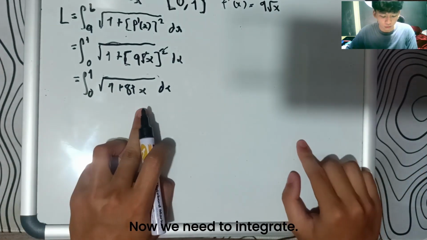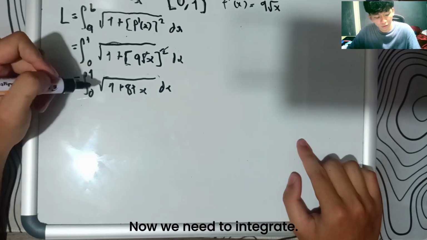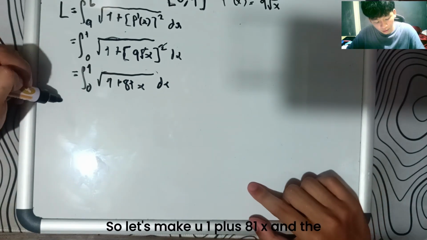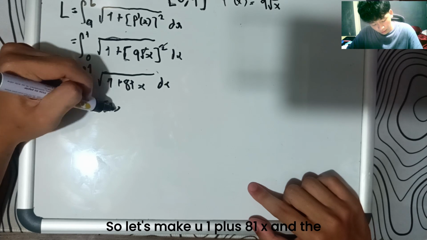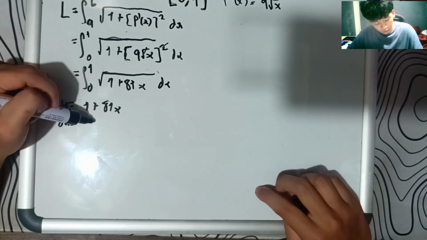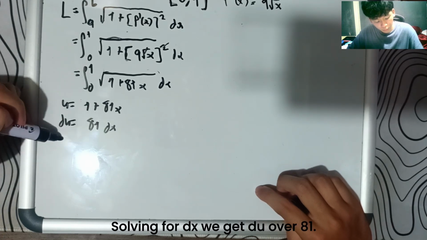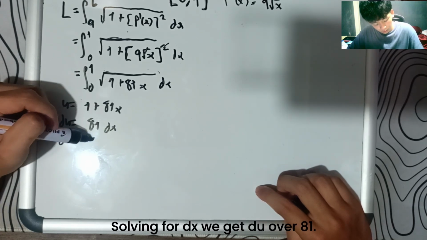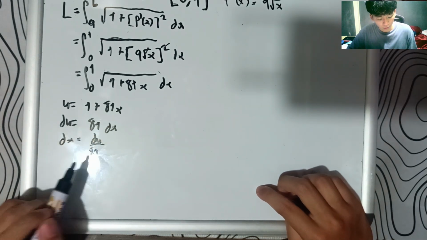Now we need to integrate. So let's make u equal to 1 plus 81x, and the derivative of that is just going to be 81 dx. Solving for dx, we get du over 81, right?